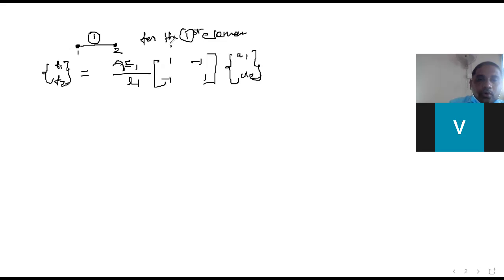And you can put the node numbering scheme like this. This indicates the global coordinate number, global coordinate numbers 1 and 2.